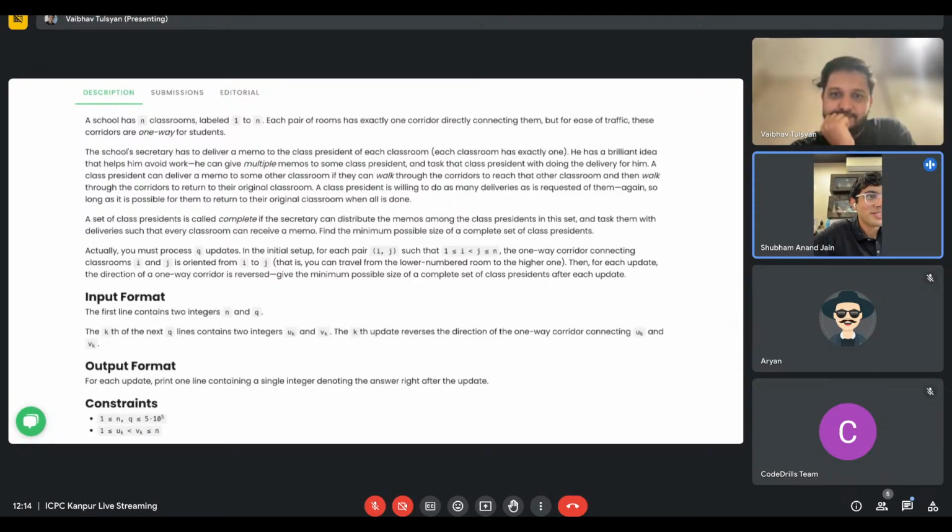A set of class presidents is called complete if the secretary can distribute the memos among the class presidents in this set and task them with delivery such that every classroom can receive a memo. I see.